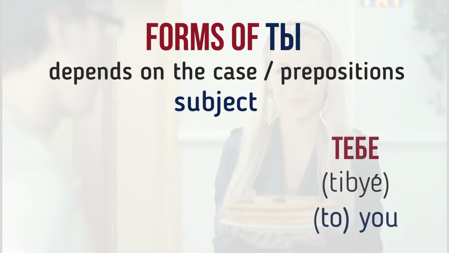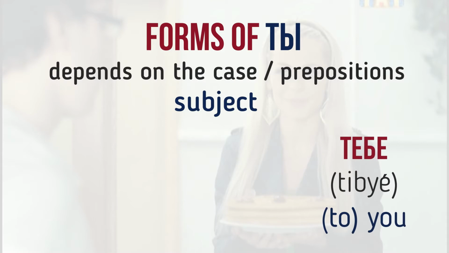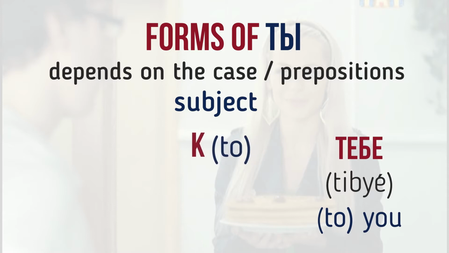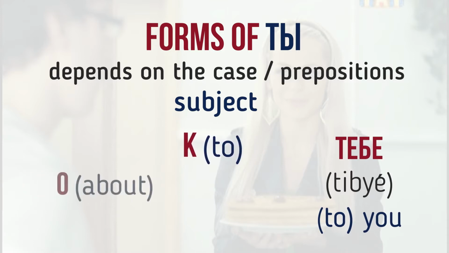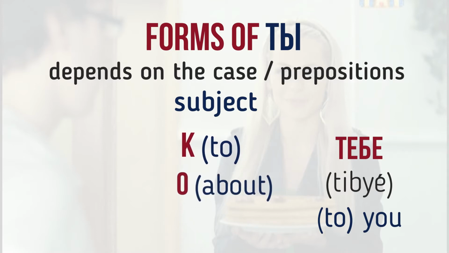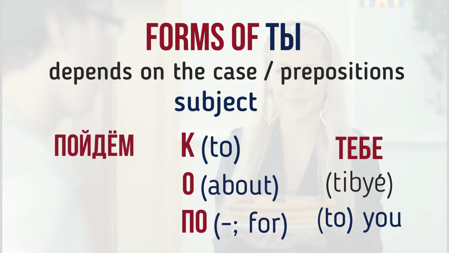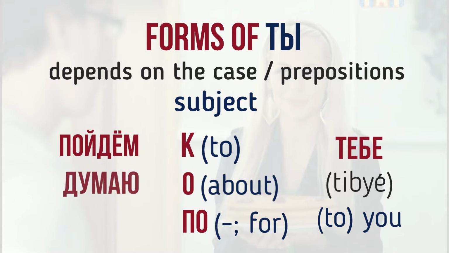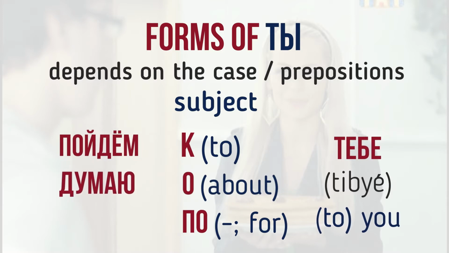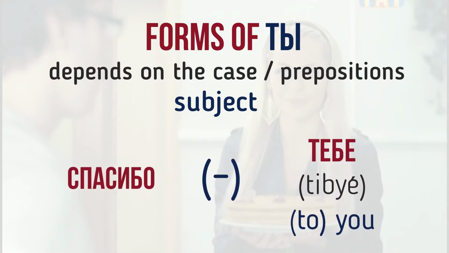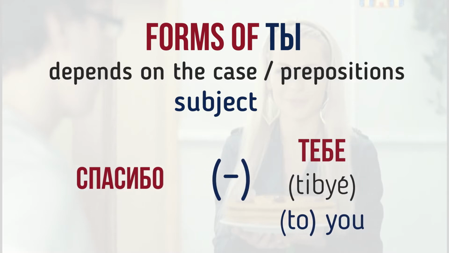Another form of ты is тебе. It can be used separately or with some prepositions. For example, к, which means to, к тебе, to you, о about, о тебе, about you, по, for example, по тебе. Пойдем к тебе, let's go to your place. Думаю о тебе, I'm thinking about you. Скучаю по тебе, I miss you. And another good example without any prepositions is спасибо тебе, thank you.